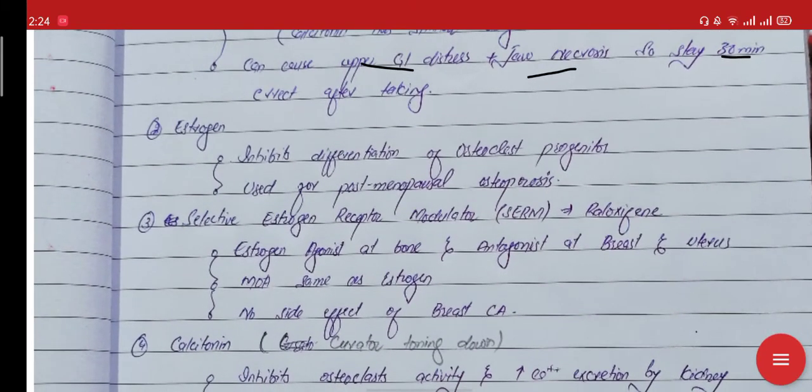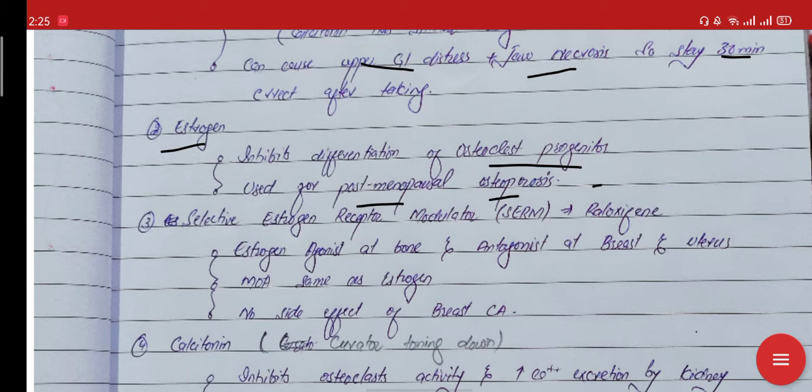The next thing that we have is estrogen. We all know that estrogen is given for postmenopausal osteoporosis. So what does estrogen do? The estrogen actually inhibits the differentiation of the osteoclast progenitor, and in this way it prevents osteoporosis. So the first line drugs were bisphosphonates, but estrogen is used in postmenopausal osteoporosis. But one side effect of estrogen is that it acts on its receptor in the breast and uterine tissue as well, and it is carcinogenic.